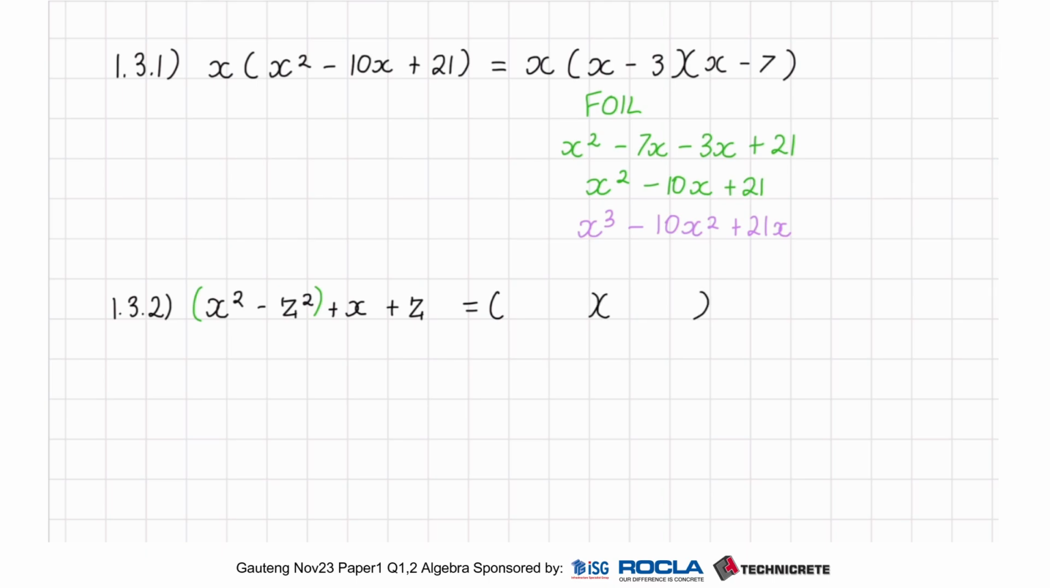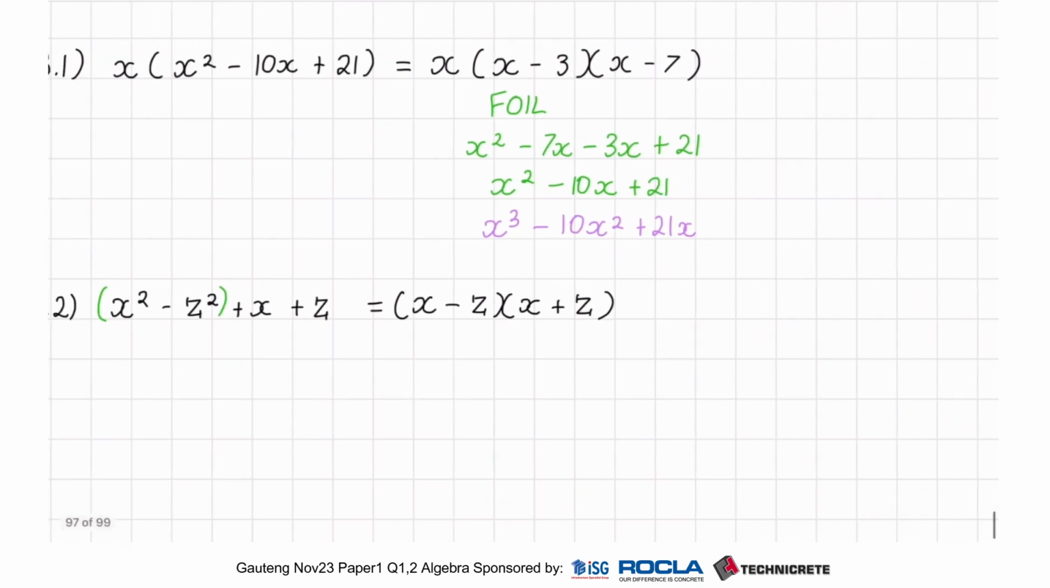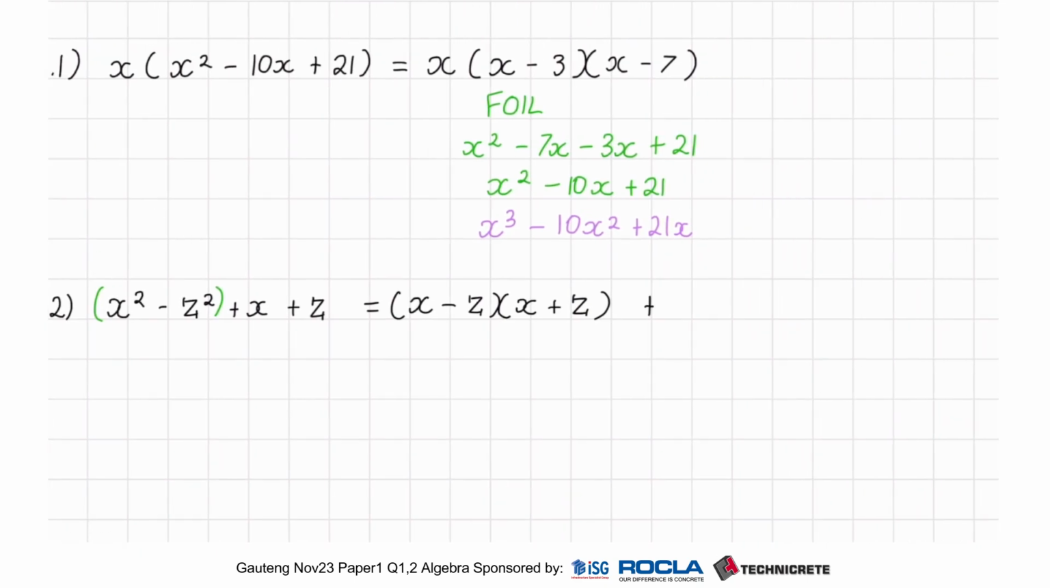And the first term in both of the brackets is going to be the square root of x squared, so I've got x for both of them. And then the last term in both of the brackets is going to be the square root of z squared, so I've got z for both of them. And then one of the brackets is going to have a negative sign, the other will have a positive sign. And then I'm left with the other two terms that I had from the beginning.